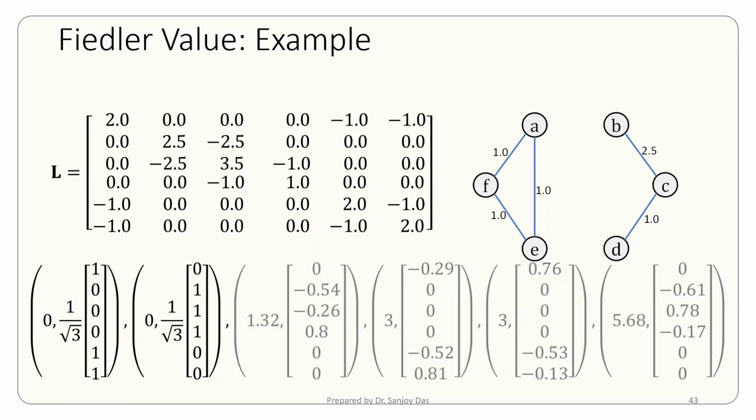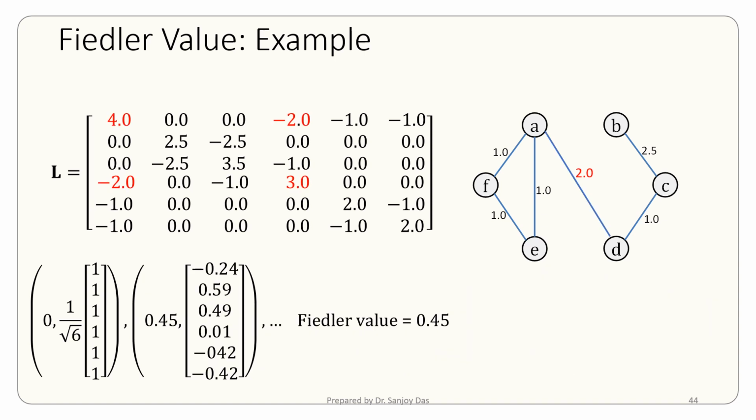Here's an example. This is not a fully connected graph. What's its Fiedler value? Its Fiedler value is 0. Now I insert a new edge to this graph joining A and D. And I make appropriate changes to the Laplacian. The Fiedler value changes to 0.45 because this is no longer a graph with two different connected components. It's a fully connected graph now.